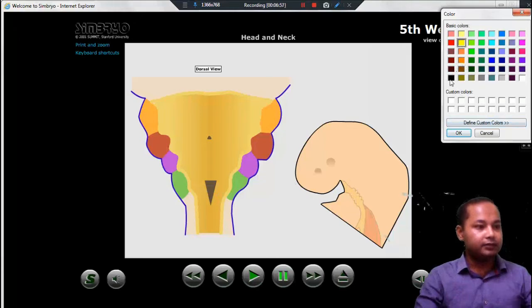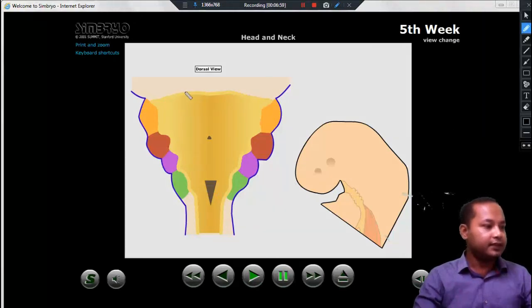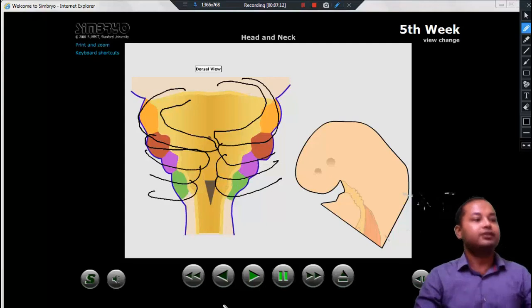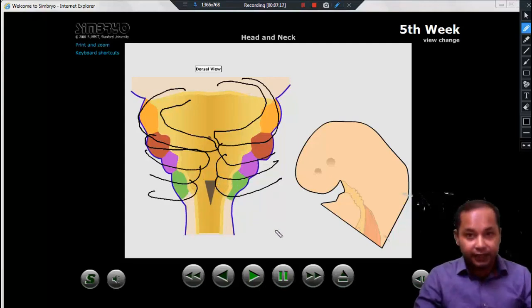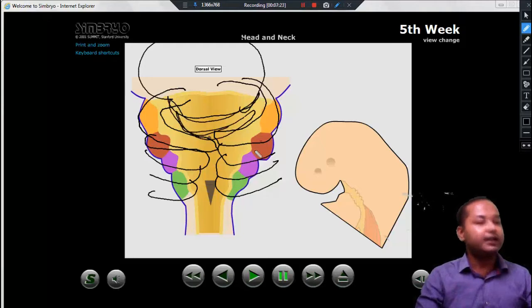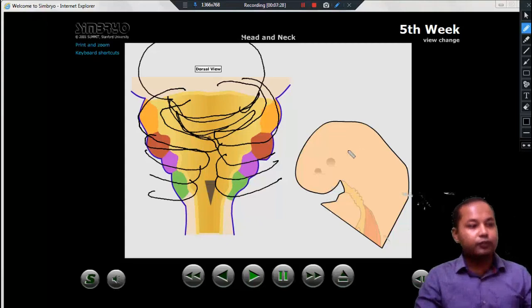using black color. These are the arches which are going to fuse in the midline, and these are going to form the face. Okay, first arch, second arch, third arch, fourth arch, fifth arch, and the sixth arch. In this way these arches are going to fuse in the midline, and along with it the terminal knob, which is the head, is going to fuse with the arches, and it is going to form the whole of the face.